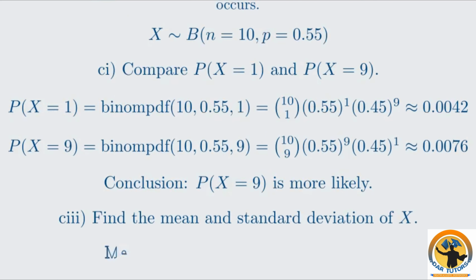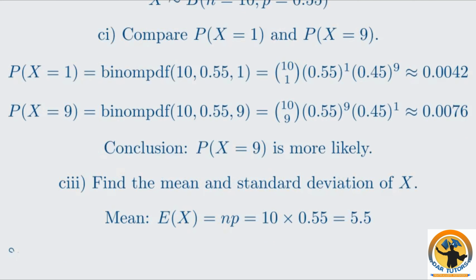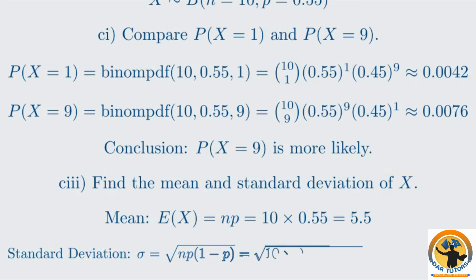Part C asks for the mean and standard deviation. The mean is n times p, which is 10 times 0.55, or 5.5. The standard deviation is the square root of n times p times 1 minus p, which is the square root of 2.475, or approximately 1.57.